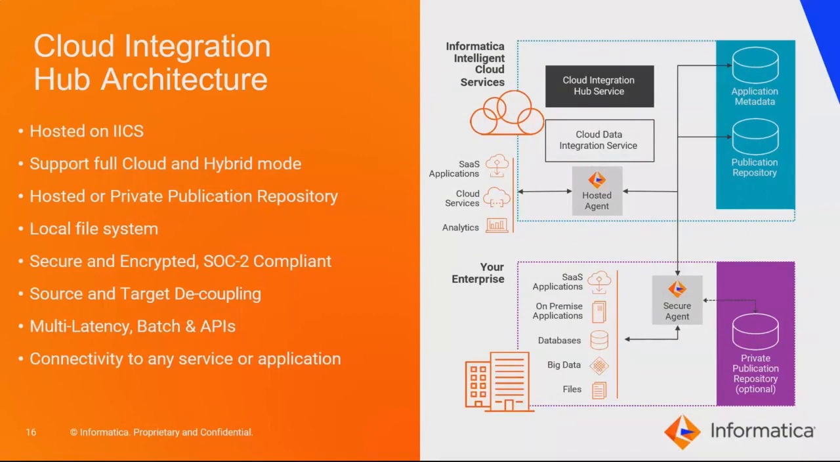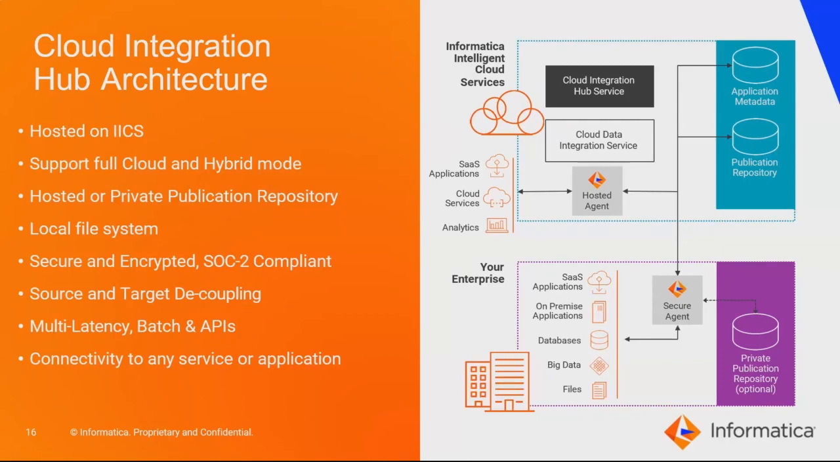So let's take a look at the CIH architecture. As you can see, this is hosted on IICS, and this can be fully on cloud, or it can be in a hybrid mode with on-premise and cloud connectivity. So you as a customer can choose to use a hosted or a private publication repository based on the functionality that your organization requires. This layer, the publication repository service, decouples the source and target in batch and API processing, enabling your publishing and consuming process to be completely decoupled. And this is how we support multi-latency loads.